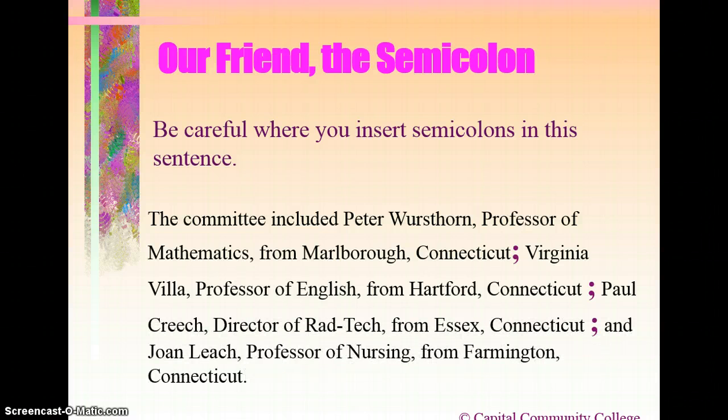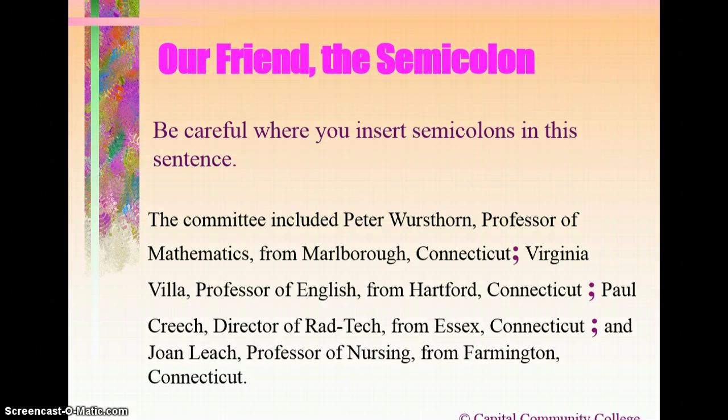Okay, so here we've solved some of our problems. We're basically separating each person and his or her information from the next one. So in between Peter Worsthorn and Virginia Villa, we put that semicolon. This helps to separate the elements from each other so that we can more easily process what this information is. Now it's very clear to see that professor of mathematics from Marlborough, Connecticut is actually connected to Peter Worsthorn, and that when we get to that semicolon, we know we're being introduced to a new person and her qualifications.